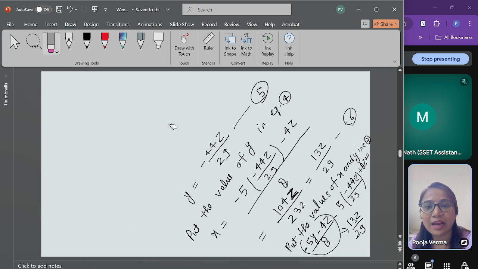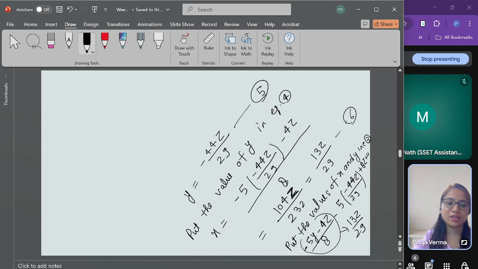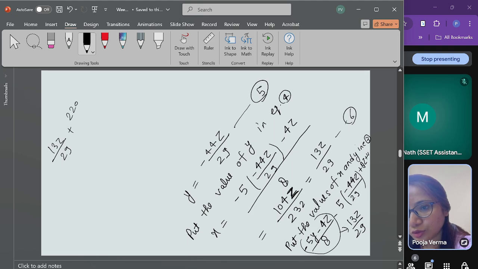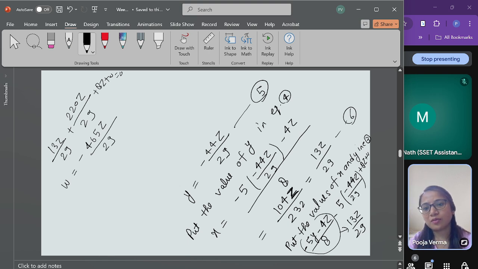A little bit of calculation mistake is possible here, so I would suggest all of you please cross check and calculate by yourself also. Further, we can write the whole equation as 13z divided by 29 plus 220z divided by 29 plus 8z plus w equal to 0. If you solve this, you will get the w value as minus 465z divided by 29.